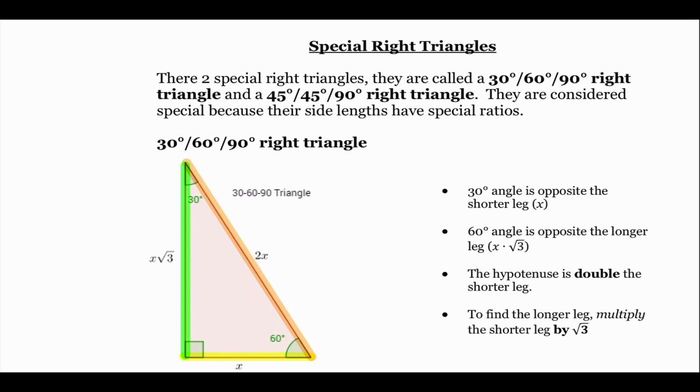One is called a 30, 60, 90 right triangle. It's called a 30, 60, 90 because it has one angle 30 degrees, one angle 60 degrees, and one angle is the right angle. Okay, that's the first one we're going to talk about. It's a special right triangle because its three sides have relationships. I've highlighted them on mine. They're all related in some way.